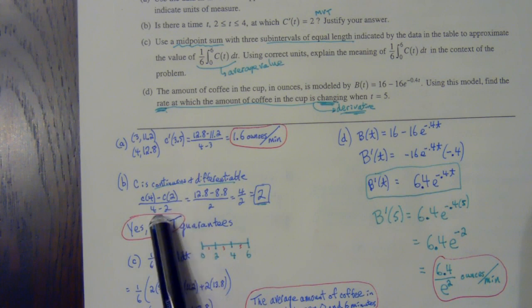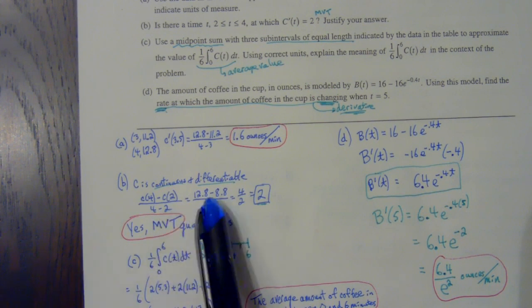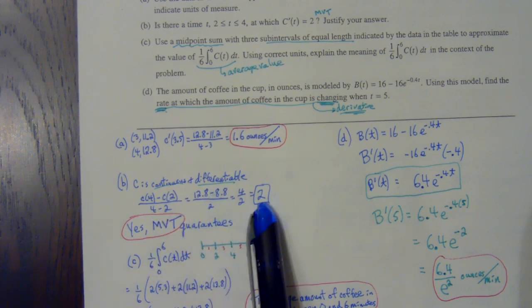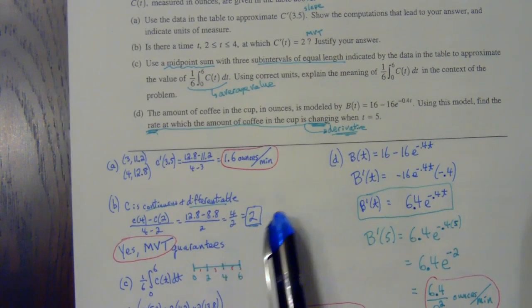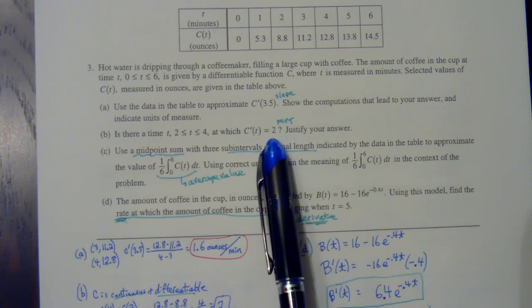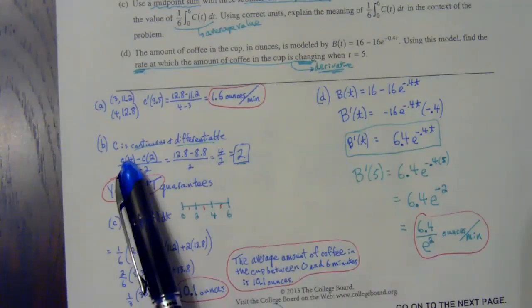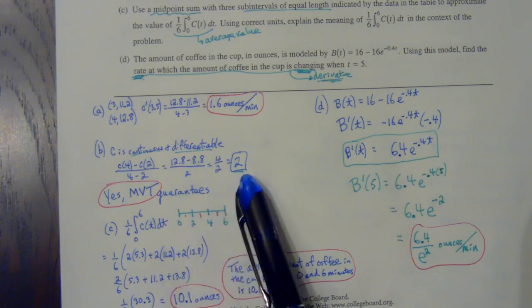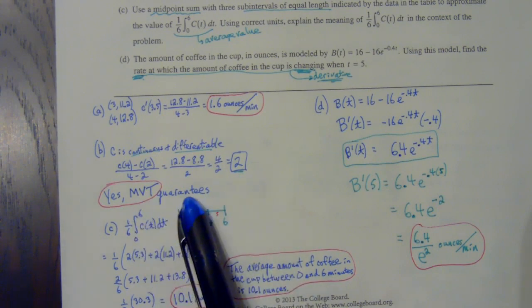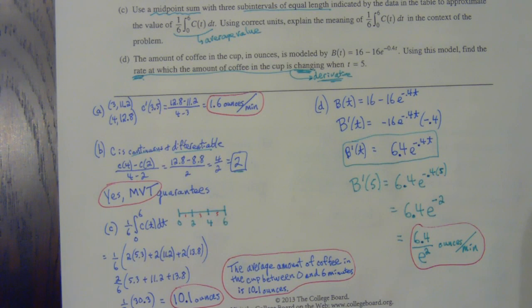So I did c of 4 minus c of 2 over 4 minus 2. Got those y values from the chart. Got 2 for that. And then so if my average rate of change is equal to 2, that means that derivative must also be equal to 2. So that's continuous and differentiable, and there has to be a spot where that derivative is equal to 2. The mean value theorem guarantees it. So yes, there has to be there. So watch that theorem video again if you need to.